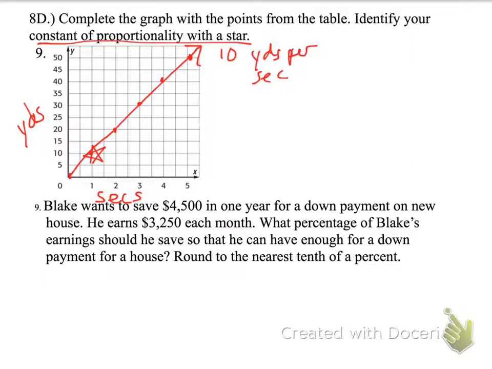Blake wants to save $4,000 in 1 year on a new house. He earns $3,250 each month. What percentage of Blake's earnings should he save so that he can have enough down payment for a house? Alright, so this is one of those questions where they try to trick us. So again, it's a percent proportion. So we want percent over 100 equals part over whole.